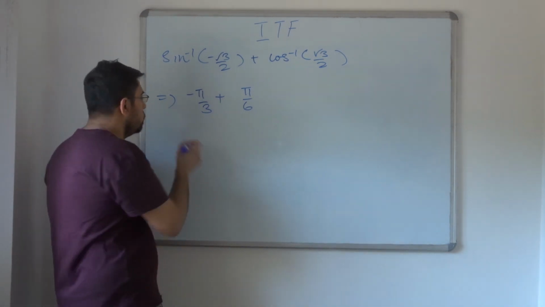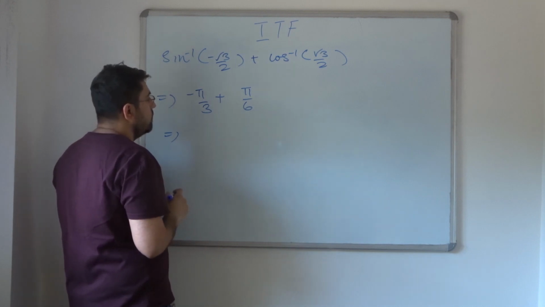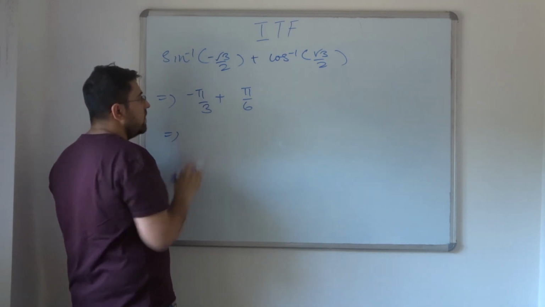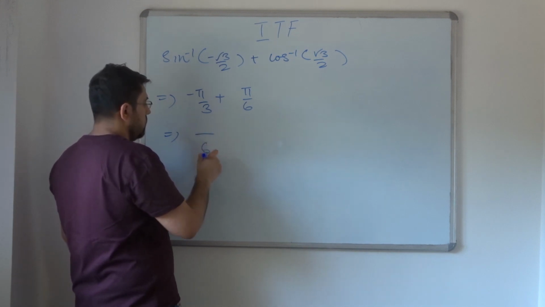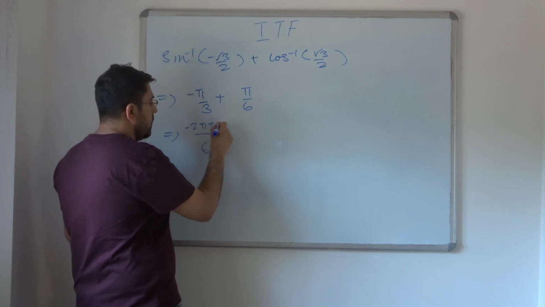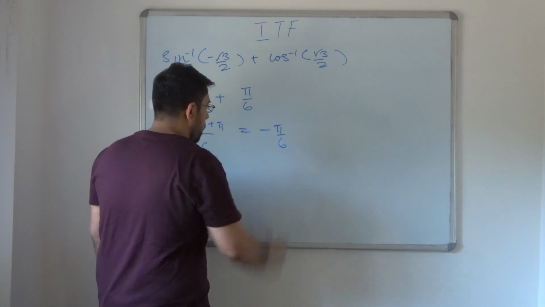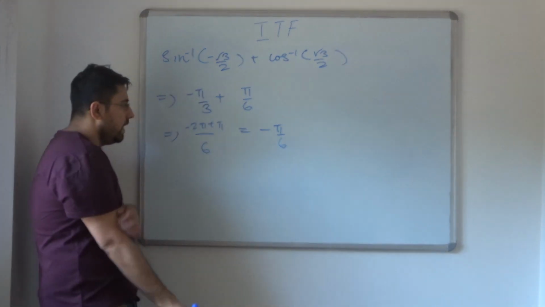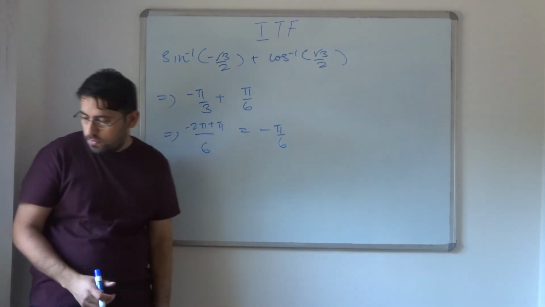Now you get confused about sin and cos, but now you won't. So instead of taking 18, let's take 6 as the LCM. So 6 divided by 3, negative 2 pi, plus pi. Negative pi upon 6.